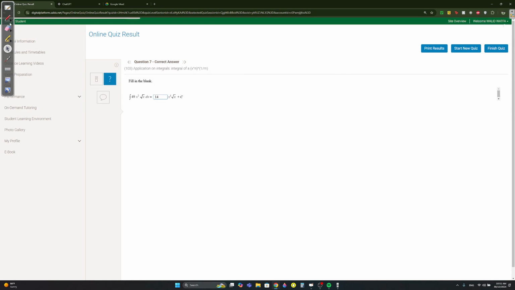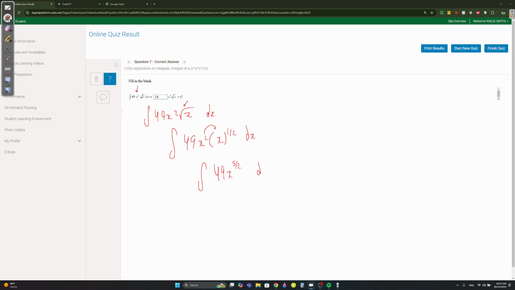Question 7. Okay, now finally we're back to integrals. Integral 49 x squared root x dx. We have to simplify this. You can't keep a root. So it's going to be 49 x squared, and root x turns into x to the power of half, right? Here we're multiplying them by each other, and you can easily simplify this because x squared times x to the power of 1 over 2, you just add the exponents, and it's going to be 49 x to the power of 5 over 2 dx.